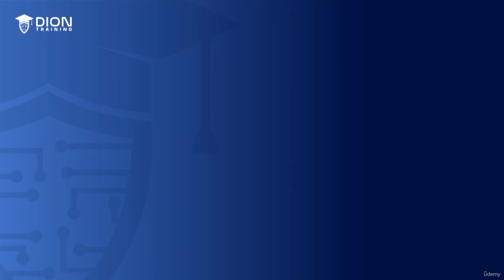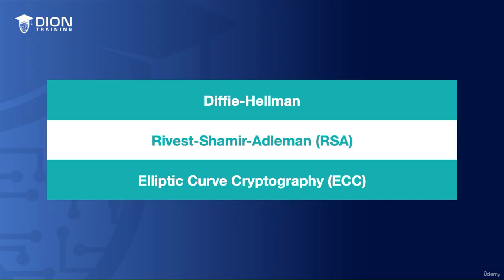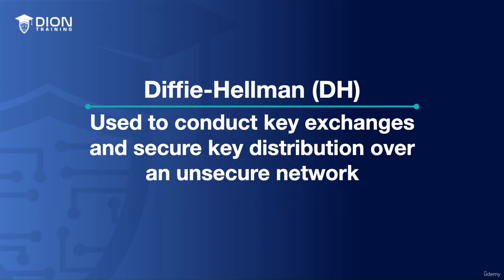So now that you understand how asymmetric algorithms work at a basic level, let's look at some specific asymmetric algorithms that you may encounter while working as a cybersecurity professional, including Diffie-Hellman, RSA, and ECC, also known as elliptic curve cryptography. First, we have Diffie-Hellman. Now, Diffie-Hellman is named for its two inventors, and it's used to conduct key exchanges and secure key distribution.